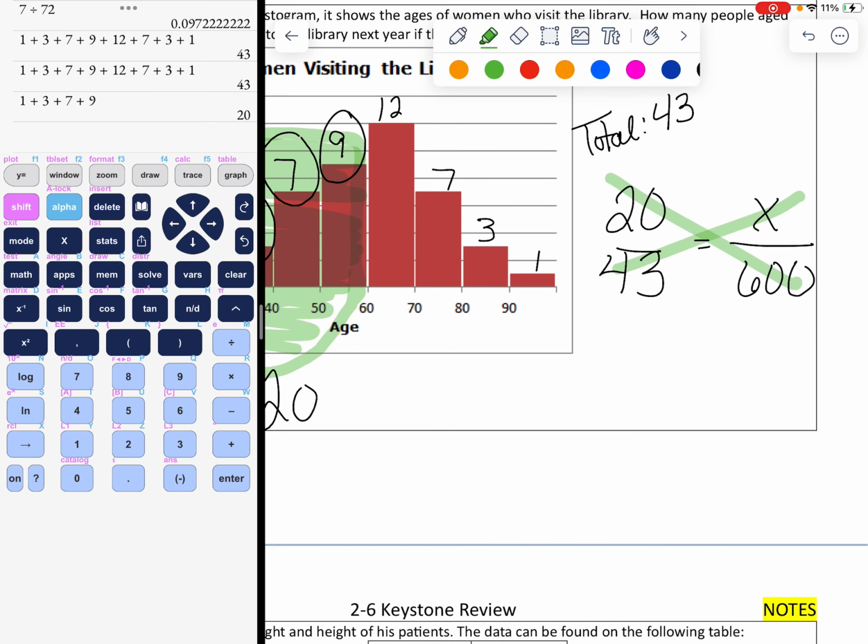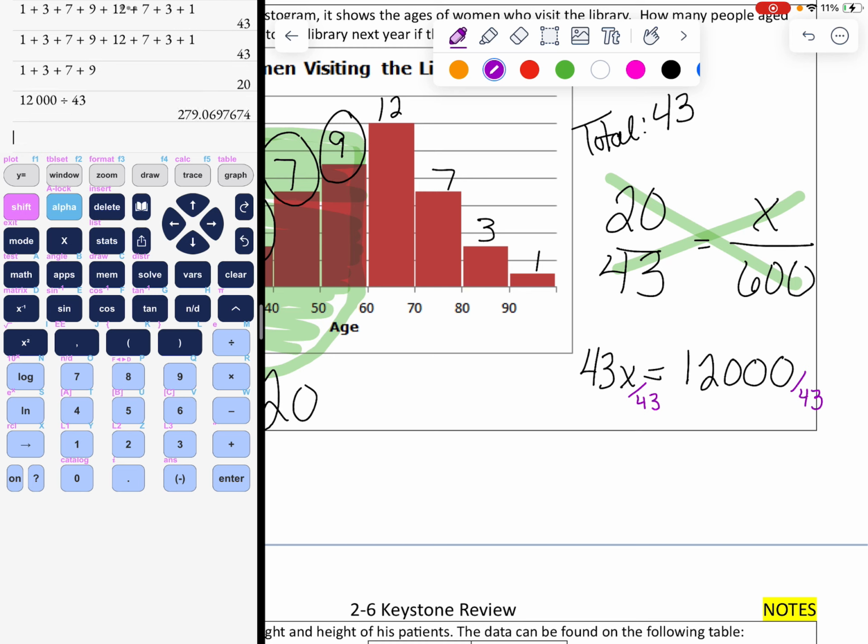Once you set it up, I'm going to guess you know to cross multiply. So it's 43x equals 12 with 3 zeros, and when you multiply, divide by 43. Out of 600 people, 12,000 divided by 43, we can expect that about 279 of them will be ages 20 to 59 years old. Which makes sense because it was out of 600.